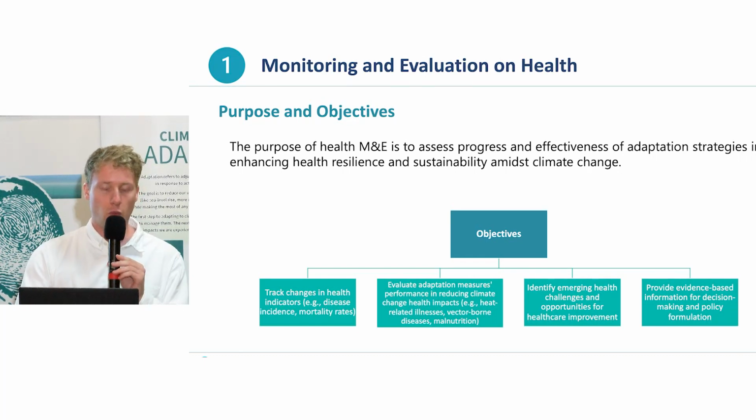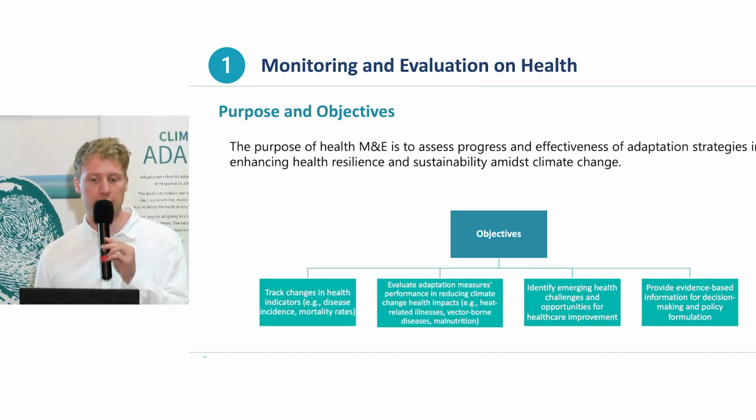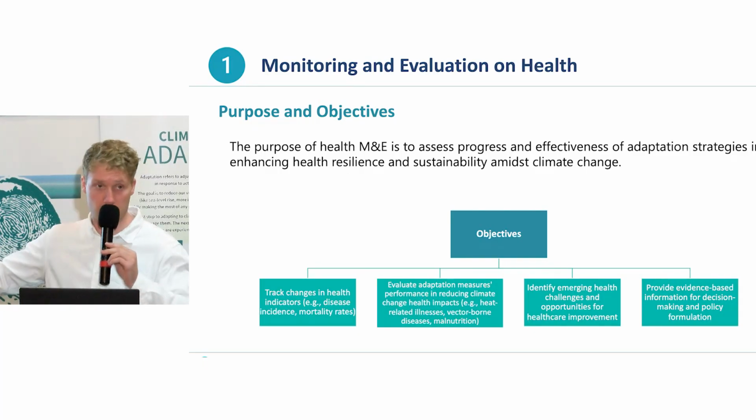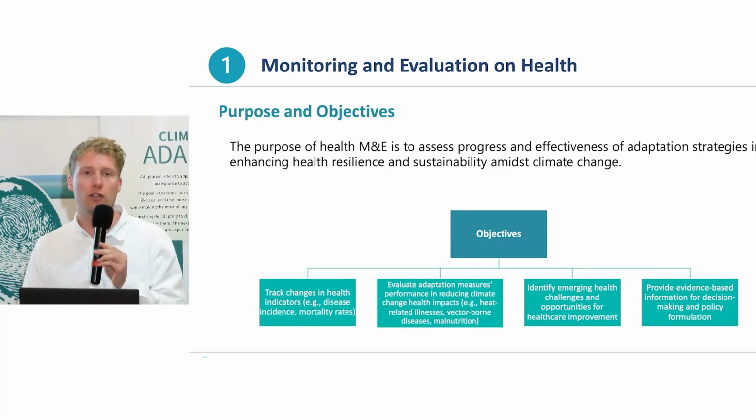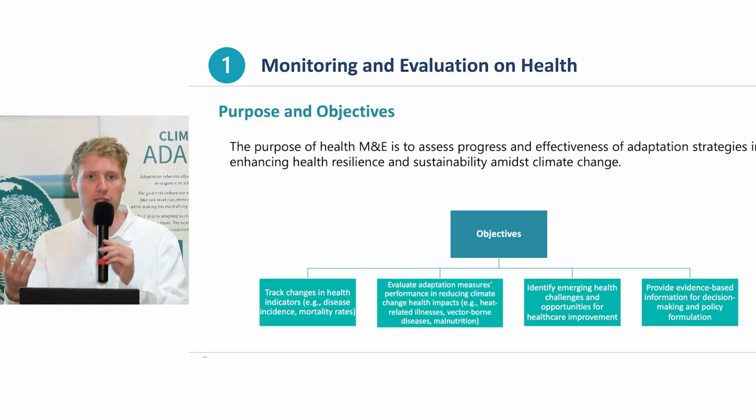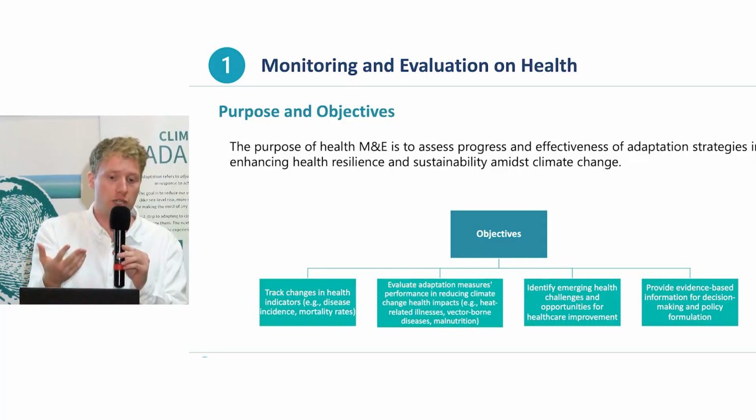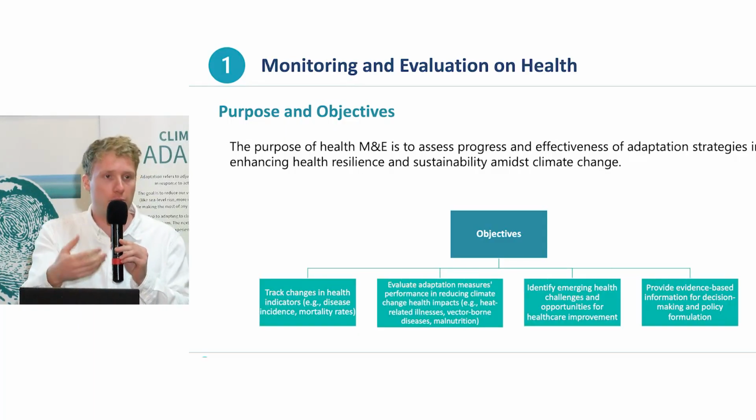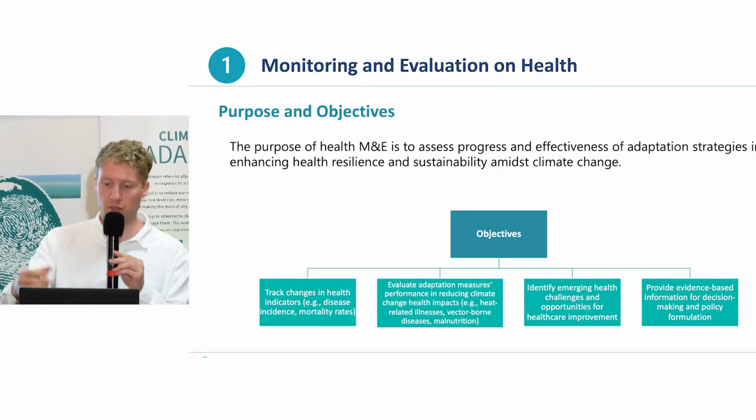So what this M&E does, of course, is track changes in health indicators, right? Disease incidence, mortality rates, and specific vulnerabilities that have been identified also by Regan beforehand, right? So any specific indicator that helps us gauge the quality of our health system, or gauge the vulnerabilities, the problems with our health system, that we can use for an analysis and for targeted policy making.